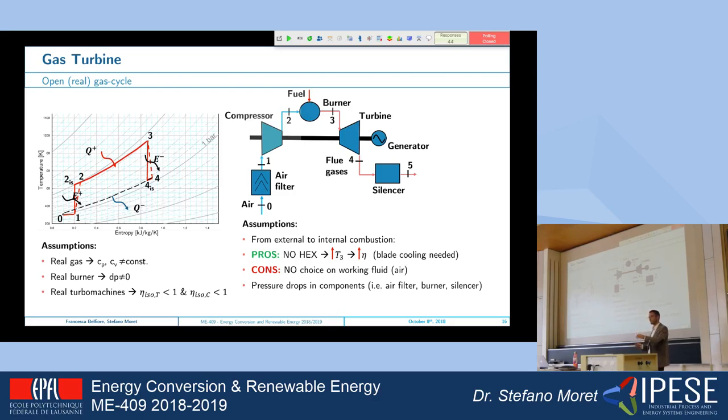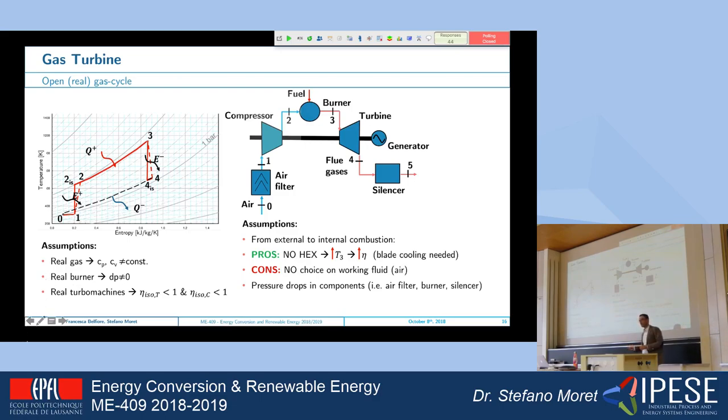Okay? So we started from the ideal, we passed through an ideal cycle with real turbo machines. Now we look at the real cycle, how it works in reality. As you can see from the graph, the real cycle is actually quite different from the ideal ones we mentioned before. Why this? Well, first of all, we have a real gas, so we cannot assume that the specific heats are constant. We have pressure losses in the different components. We are unable to remain at the same temperature. And the main difference is that the cycle is open.